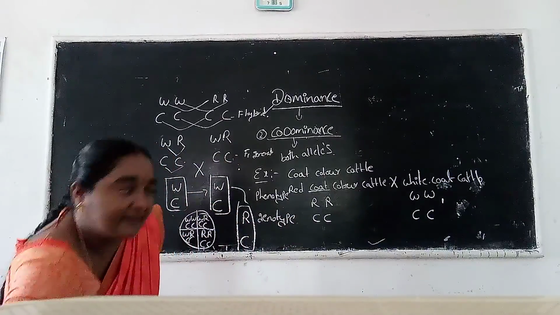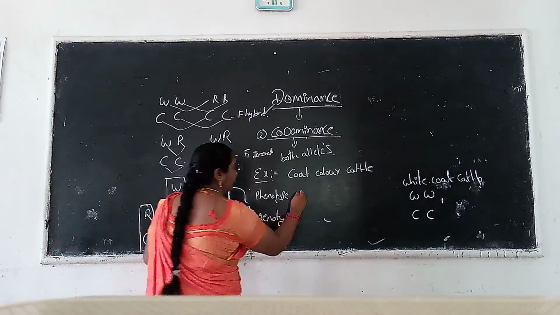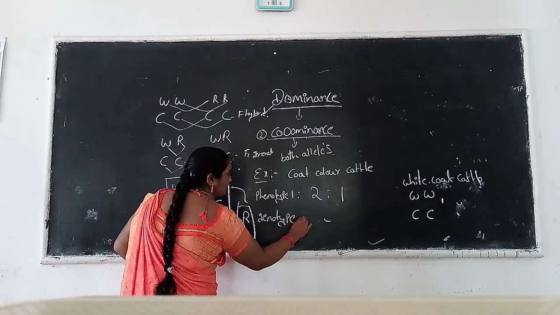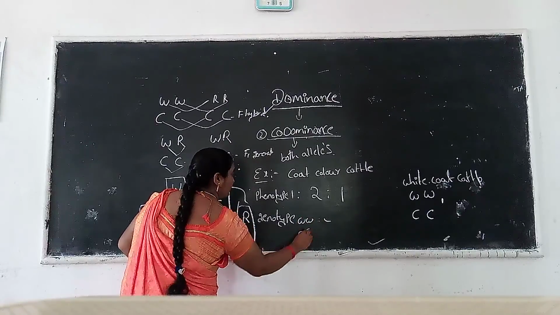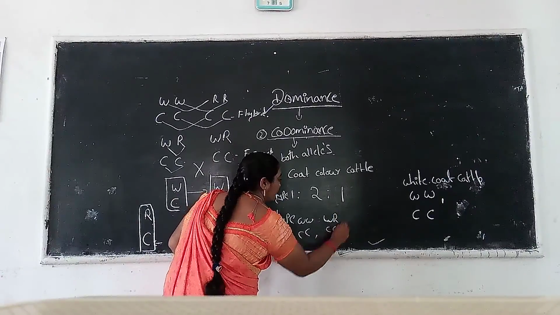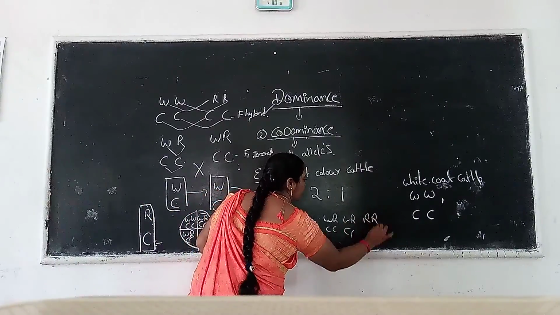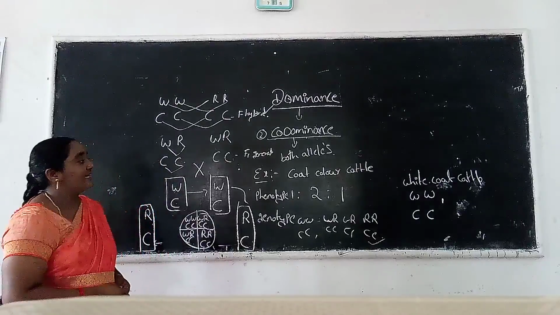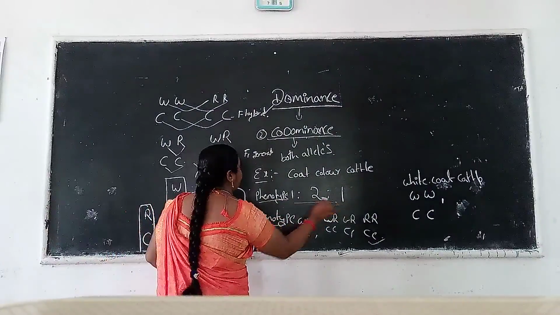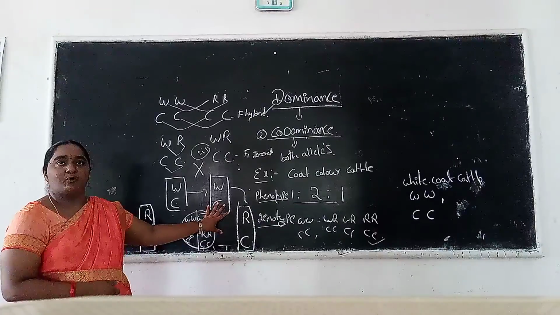The phenotypic ratio is 1:2:1. One is WWCC, WRCC, again WRCC, next one RRCC. That is called codominance. It is a genotype, it is a phenotype. The 3:1 ratio. Both are most important.